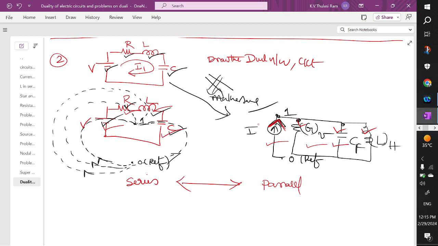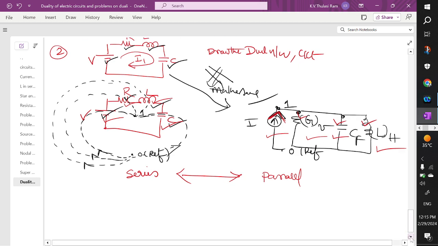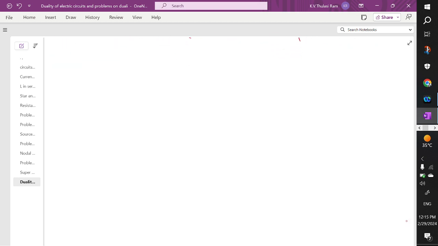Here you have a capacitor, the dual of a capacitor is an inductance. It's how we are drawing a dual network for a given problem. This is about the second problem. Let's go to the third problem. Let's try to take some numericals.